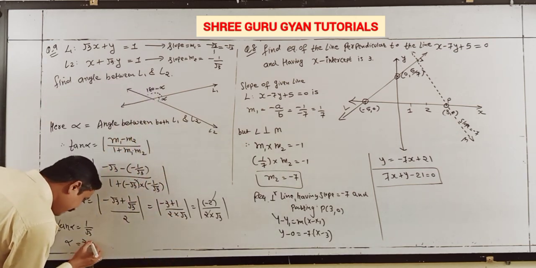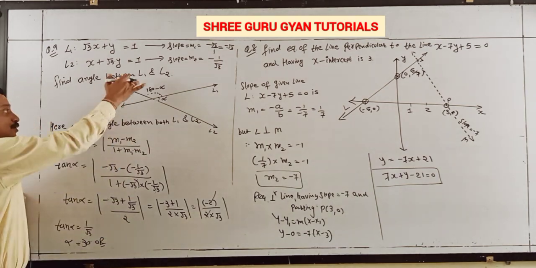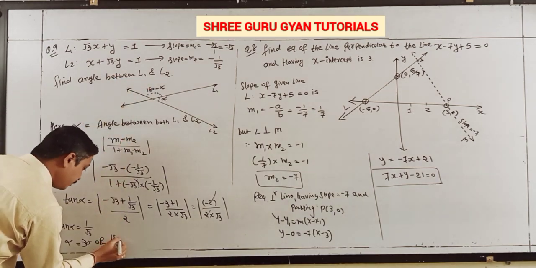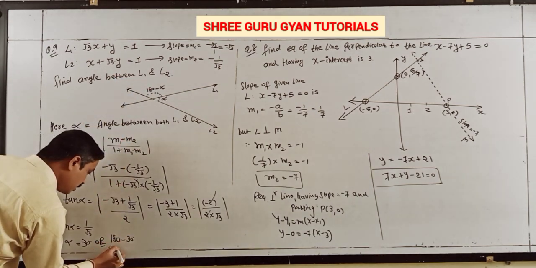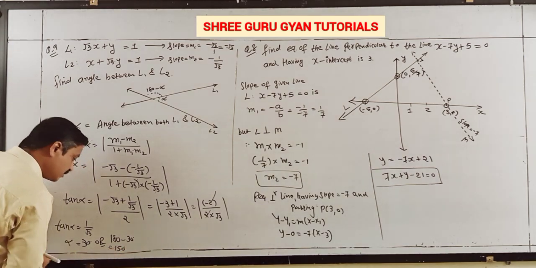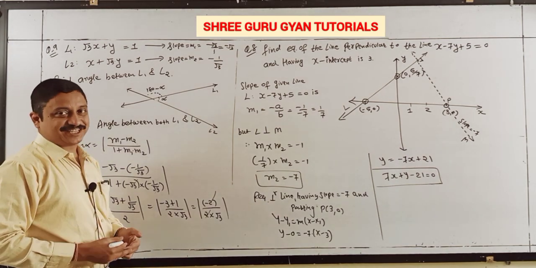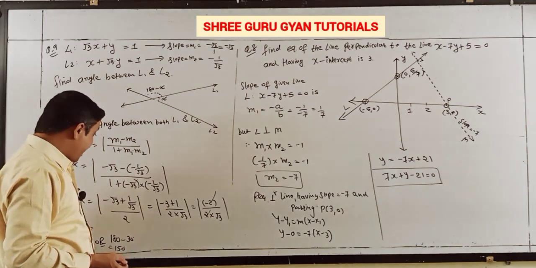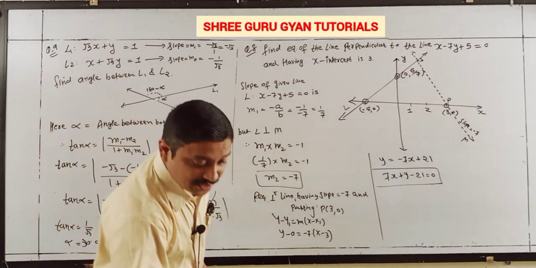Correct thinking. Otherwise this answer is also true: 180 minus 30 becomes 150 degrees. Yes, 180 minus 30 becomes 150, either 150 or 30. Both are correct answers, students.